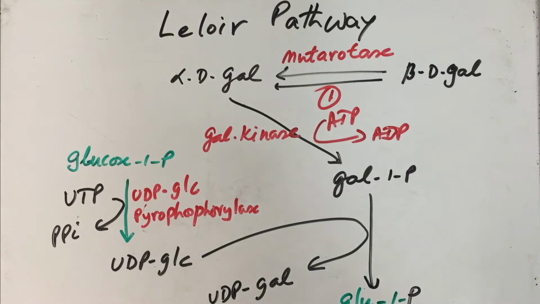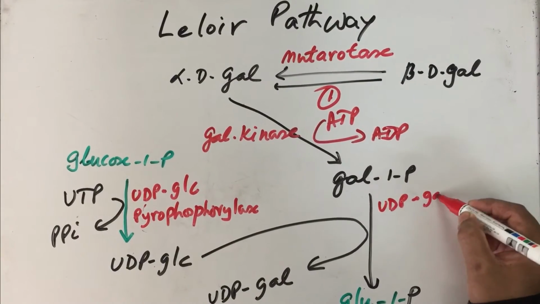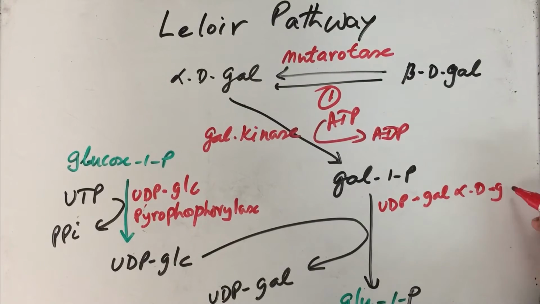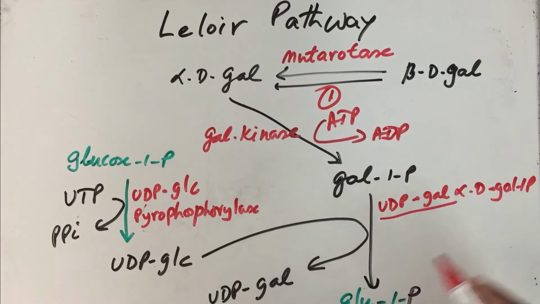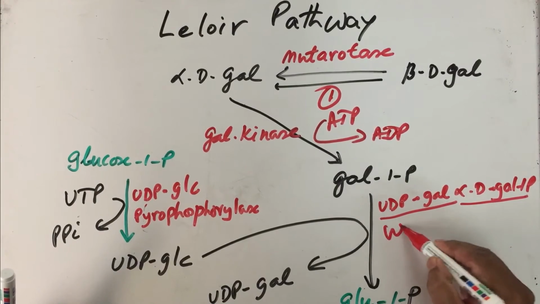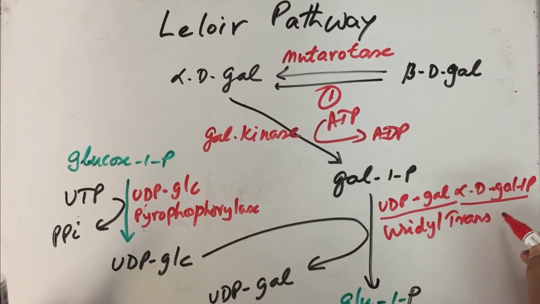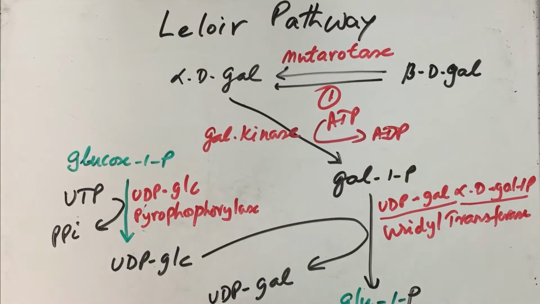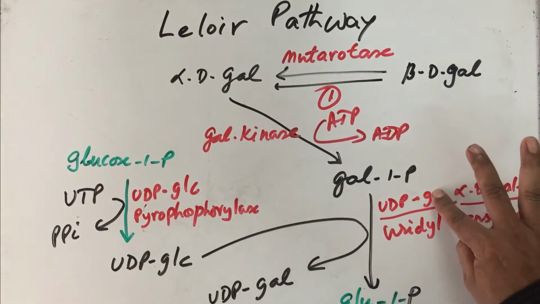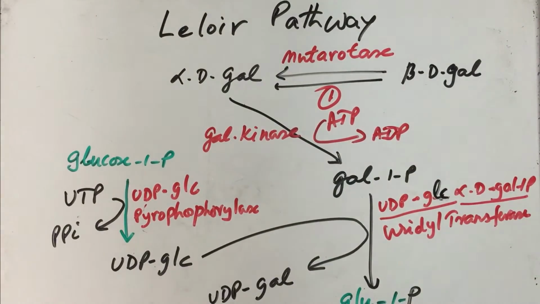This reaction is catalyzed by an enzyme with a long name: UDP galactose, alpha D galactose 1-phosphate uridyl transferase. For all practical purposes, you remember that uridyl transferase is the enzyme. Galactose 1-phosphate reacts with UDP glucose, and alpha D galactose 1-phosphate uridyl transferase is the enzyme. So you will get glucose 1-phosphate and UDP galactose.